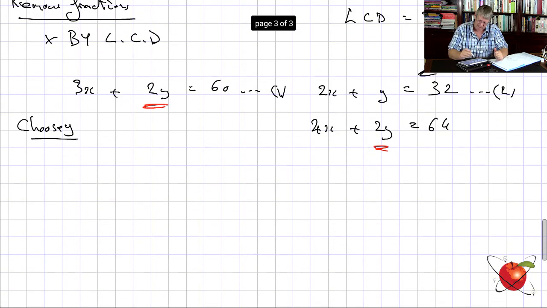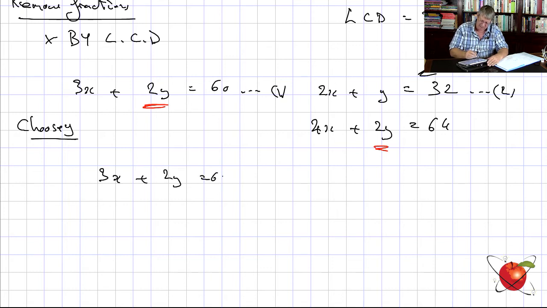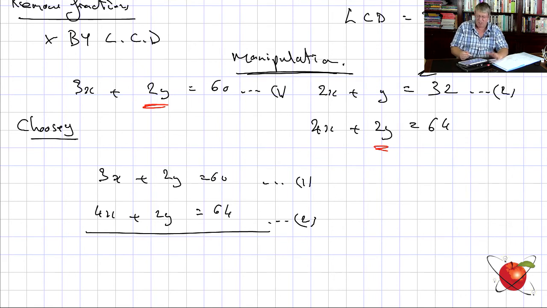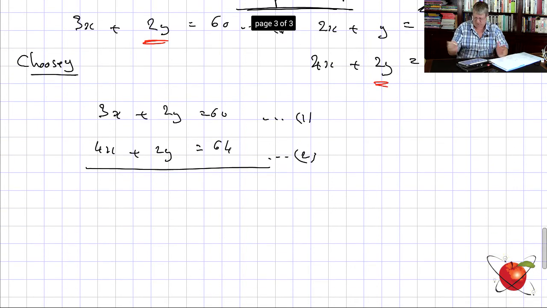My next step is then to write them underneath each other because the fractions have gone. And I say 3x plus 2y equals 60 and 4x plus 2y is equal to 64. Now I say that's equation 1, it's equation 2. I've done my manipulation here. The manipulation was done at the top there. So when I get here, I'm ready to rock and roll, right? So I can now automatically say, okay, just what am I going to do?